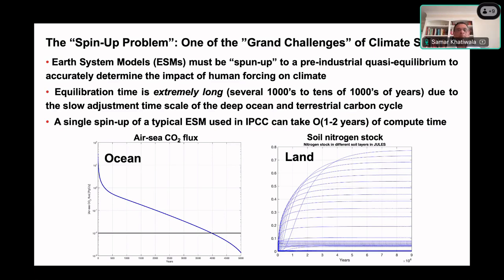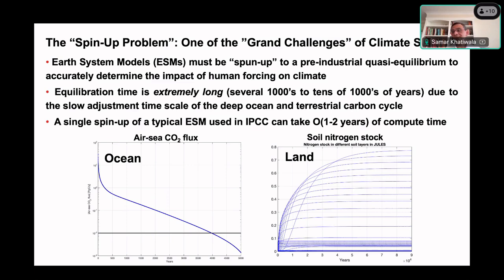The details don't matter. On the left-hand side is the air-sea flux of CO2 in an ocean model being spun up to equilibrium. And you can see that it takes about 3,000 to 4,000 years to get to some kind of acceptable level of air-sea CO2 flux. Okay? So you want to minimize this quantity in this case.